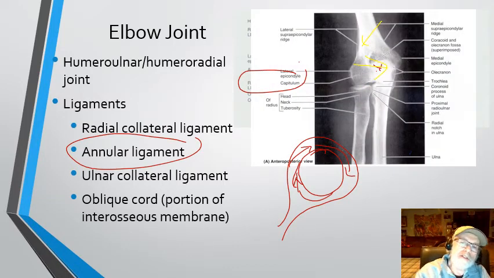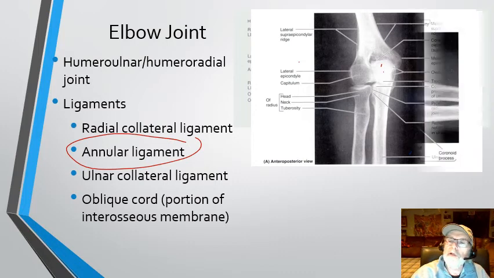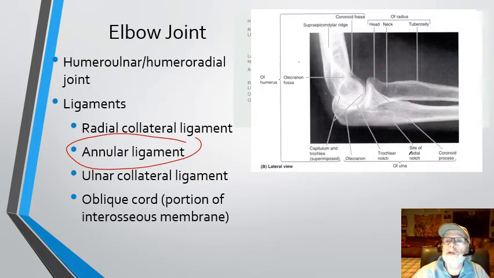And then this is just looking at the elbow joint itself. Everything we've already talked about so far. So let's go on. There's the elbow joint again. You can look at this. The more X-rays you look at, the better you're going to be. Here's the radial head, radial neck.